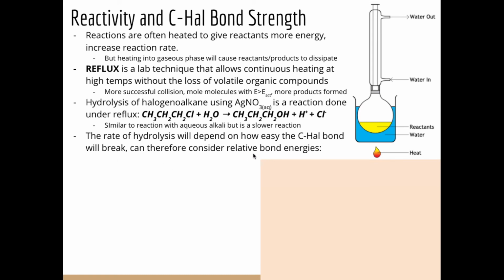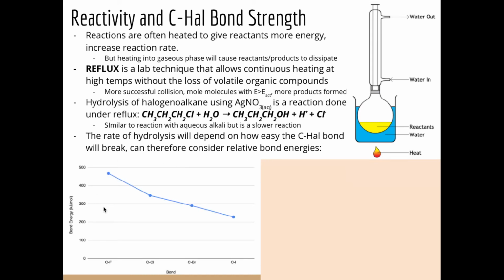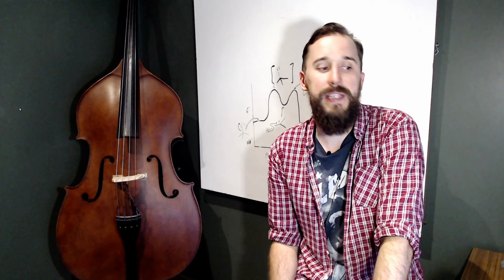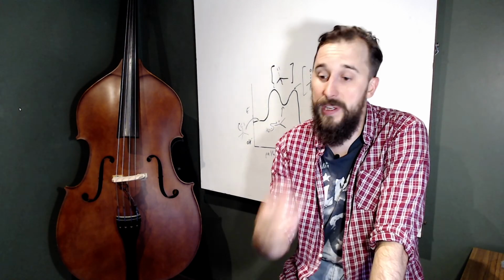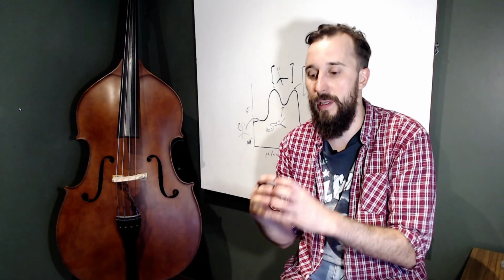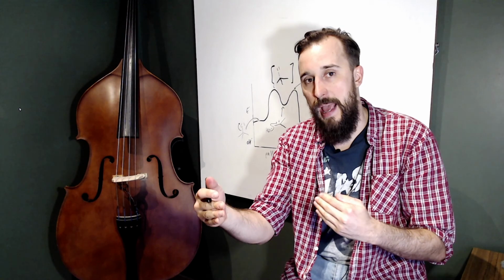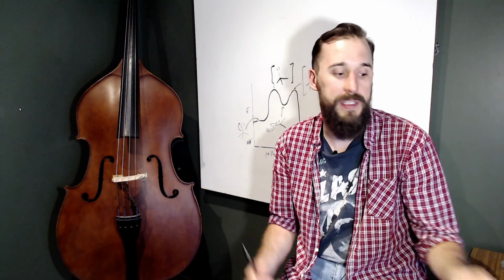So let's consider the relative bond energies. What we see is our carbon-fluorine bond is very strong, and then the bond energy decreases as we go down the group. This makes sense if we think about how close the shared pair of electrons is to each nucleus. As we add a quantum level into our halogen, the shared pair gets further away from the nucleus that's holding it between the carbon and the halogen, and therefore the bond is going to be a bit weaker.